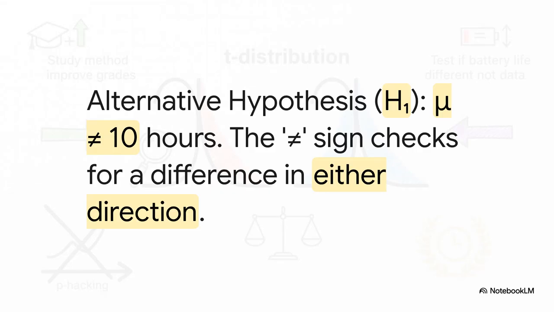And notice the difference in the notation here. The alternative hypothesis now uses a not equal to sign. That symbol tells you we're looking for a difference in either direction, higher or lower. We're keeping our options open and checking both tails of the distribution.